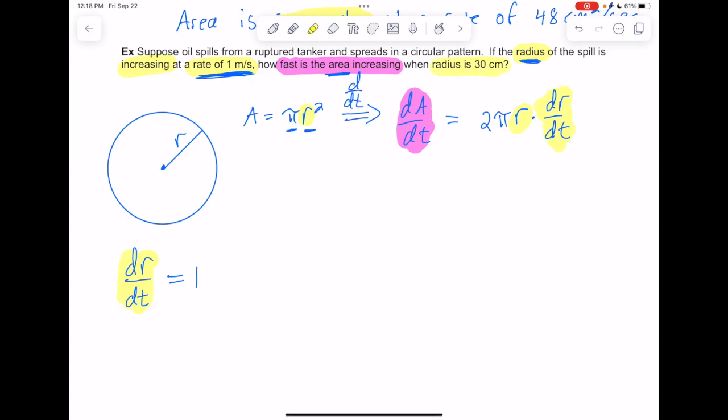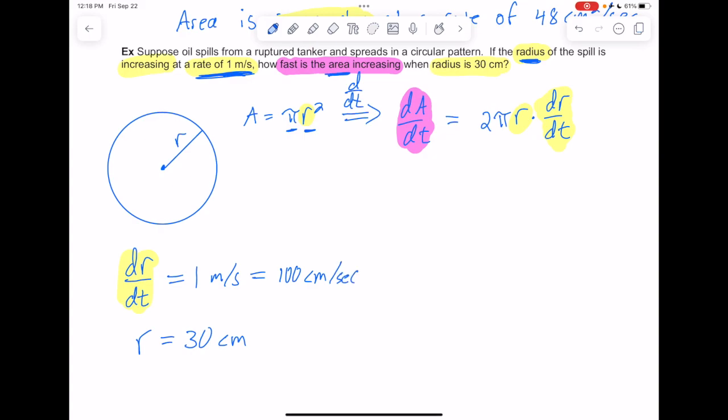They want to know how fast is the area increasing when the radius is 30. So we can write that one down too. So the radius is 30. This was 1 meter per second, and this was a radius of 30 centimeters. Just notice here, those two units are not the same. So we need to convert that all to be the same. We can either make it all meters or we could make it all centimeters. I don't think they really asked us for one specific one, so we get to pick. So I'm going to change this one right here. It takes 100 centimeters to make a meter, so this would also be equal to 100 centimeters per second.